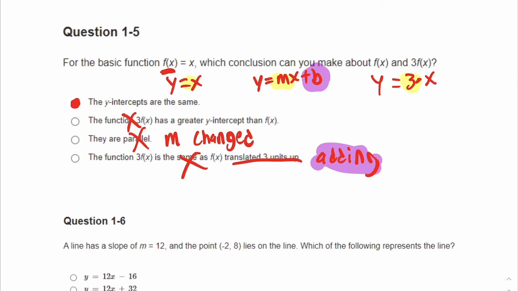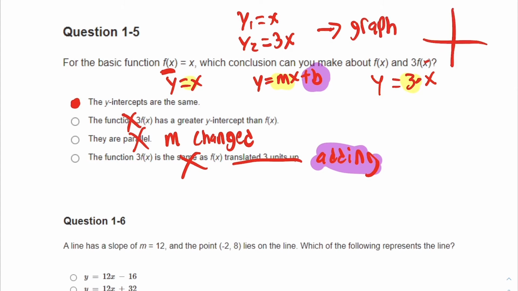And if you wanted to, you could put this in your graphing calculator, use y1 equals x, and do y2 equals 3x, and then push the graph button, and it would show you a picture of two lines, one like that, and a second one a little steeper.